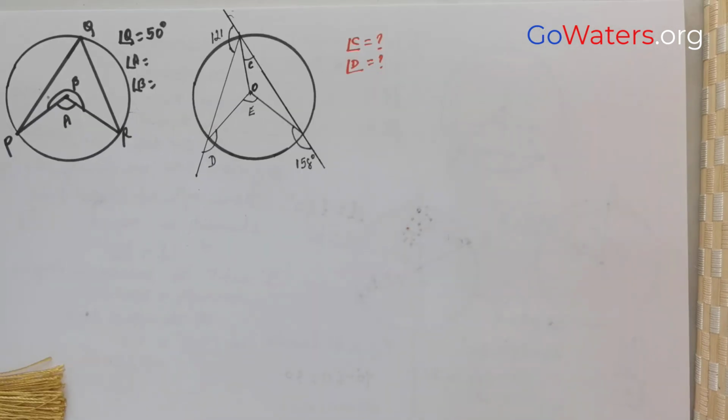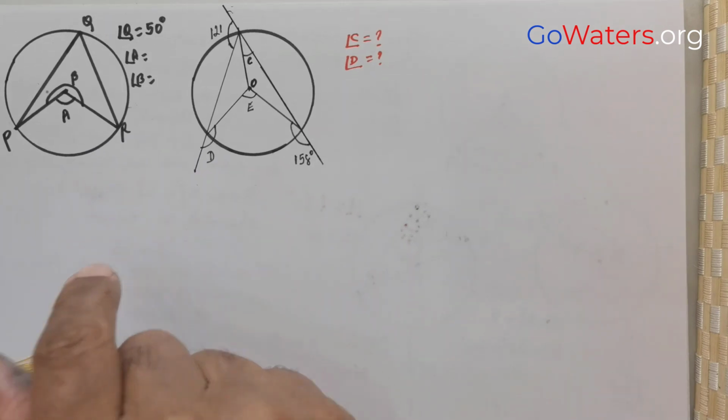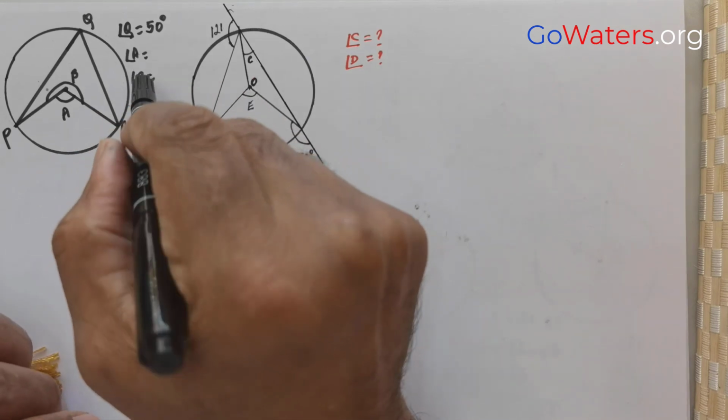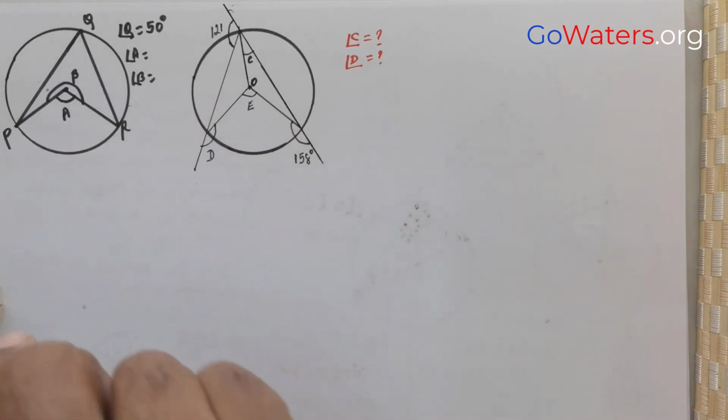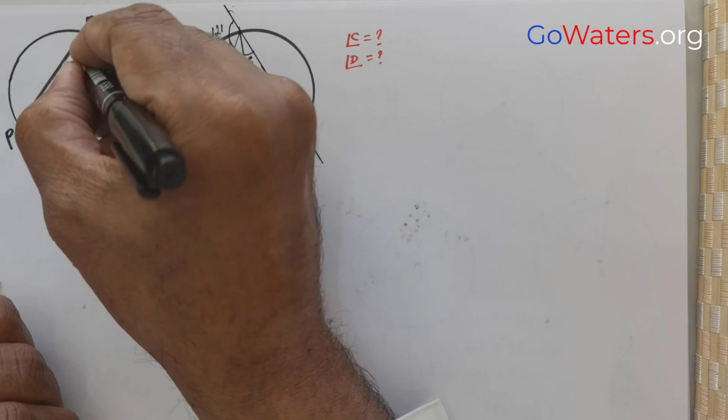Students, in this particular session, we will try to do as many problems on circle theorems as possible. So we got two questions here. The first question is expecting us to obtain the angle A and angle B, and we are being given that angle Q is 50 degrees, right?